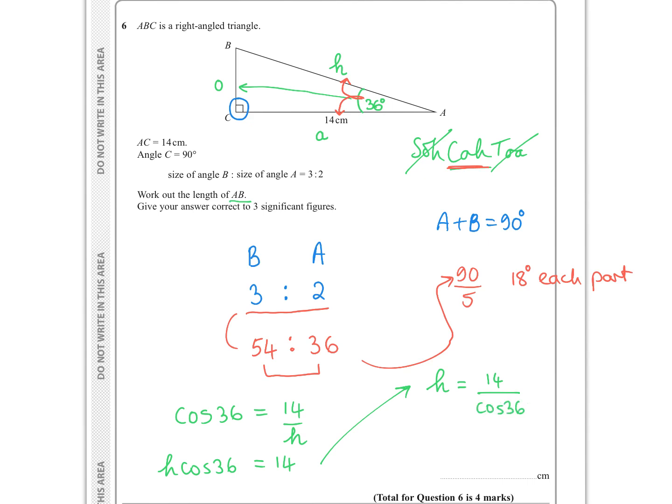Do that on my calculator, make sure it's in degrees. So 14 divided by cos 36. And there's the answer, and that's 17.30495168. And I want it to 3 significant figures. So 1, 2, 3. So that's going to be 17.3, and that's in centimetres, and I'm going to write 3SF in brackets.